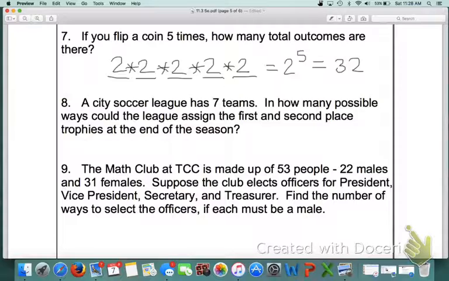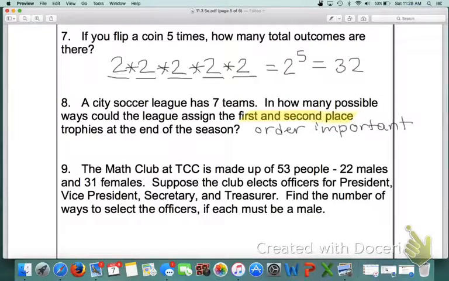Okay. Number 8 says a city soccer league has 7 teams, and how many possible ways could the league assign the first and second place trophies at the end of the season? So, key here is that there are first and second places, so that means order is important. When order is important, use a permutation.